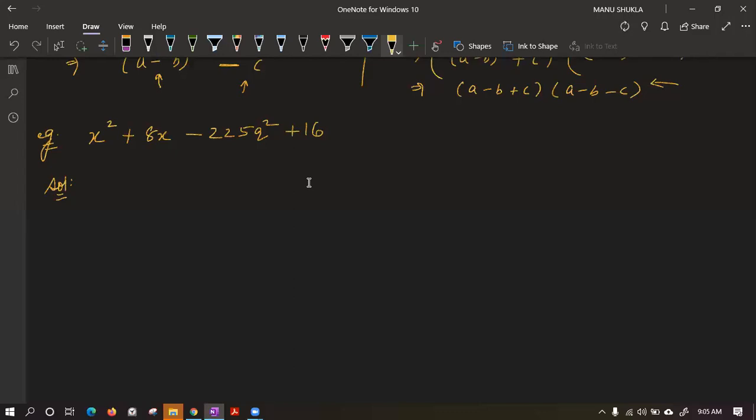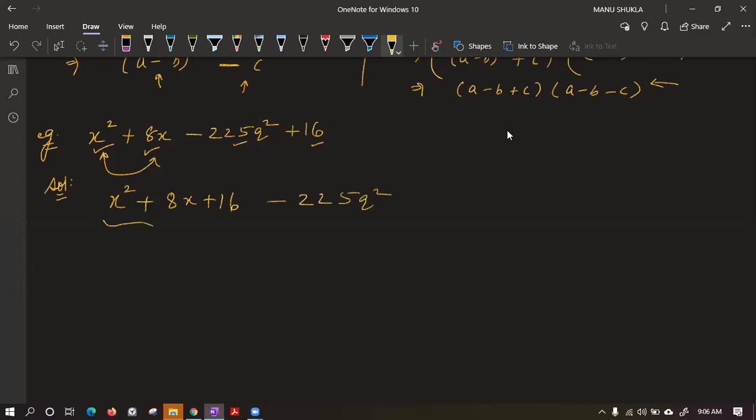Very good, Yuvraj. If you observe, we have an x square term, we have an 8x term. So somewhere it will be resembling that a plus b whole square thing. Please tell me, with x square and 8x, which third term should come? Yes, 16 should come. Let us write like that. Then we have minus 225 q square.